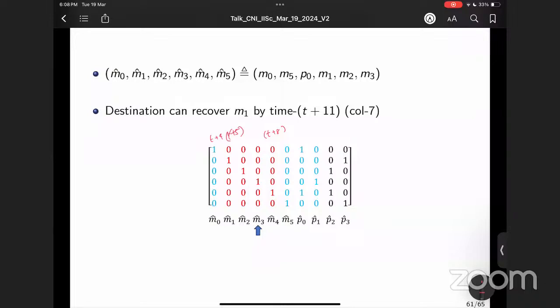Actually done. So here again we can show in a similar manner that all the symbols can be recovered on time. Yeah, that's it.